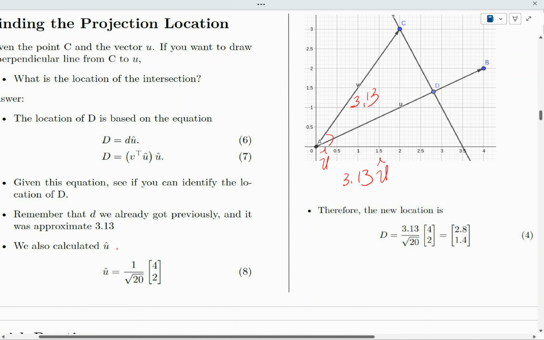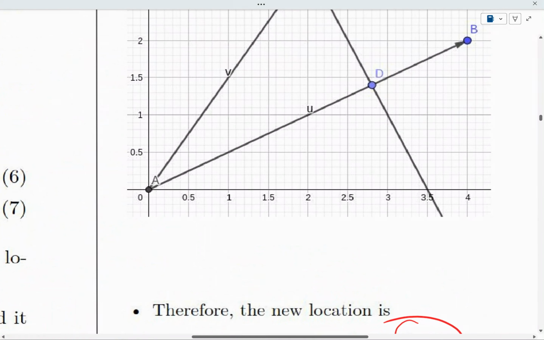So remember, u hat was this. If we just take u hat multiplied by 3.13, we get the final result. Now notice it's 2.8 by 1.4. That is the point D. Let's see if it's right. 2.8, and 1.4.